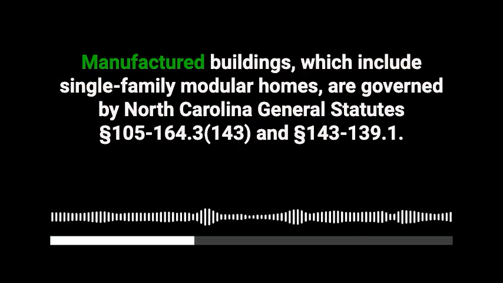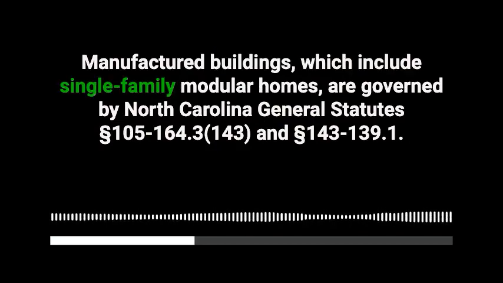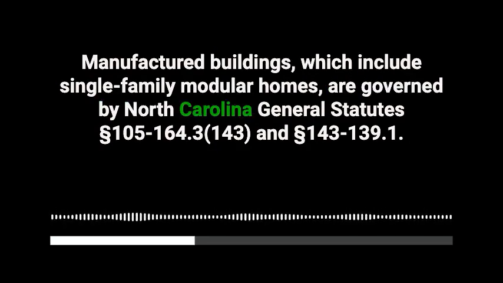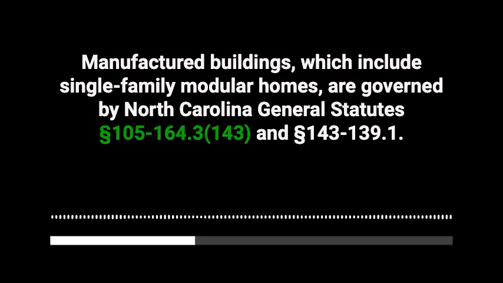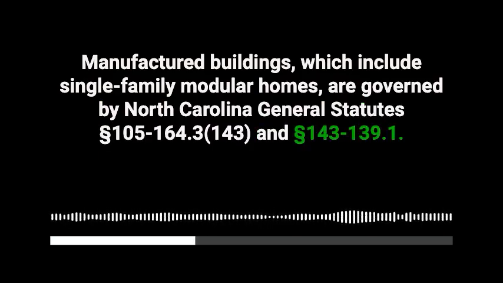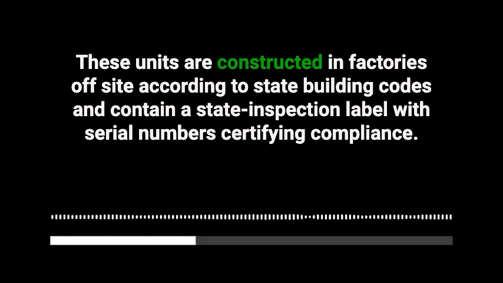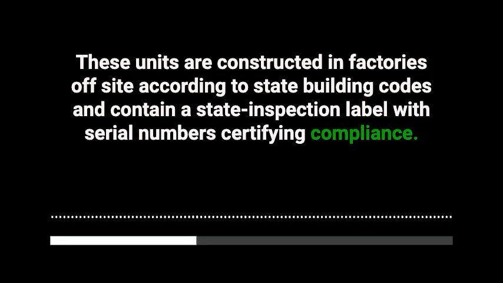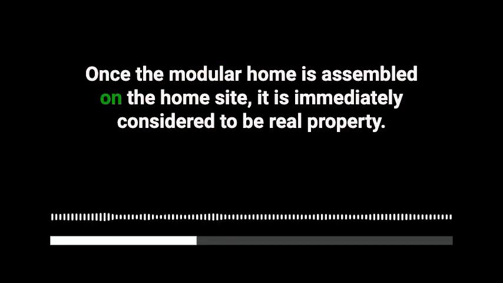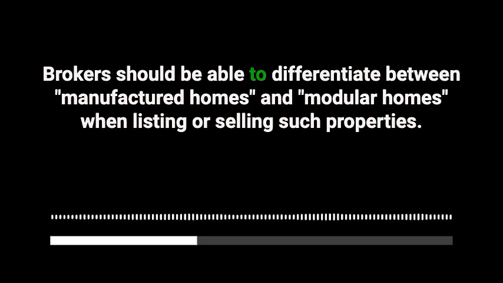Manufactured buildings, which include single-family modular homes, are governed by North Carolina General Statutes S. 105-164.3 and S. 143-139.1. These units are constructed in factories off-site according to state building codes and contain a state inspection label with serial numbers certifying compliance. Once the modular home is assembled on the home site, it is immediately considered to be real property. Brokers should be able to differentiate between manufactured homes and modular homes when listing or selling such properties.